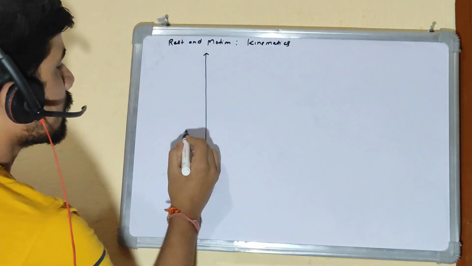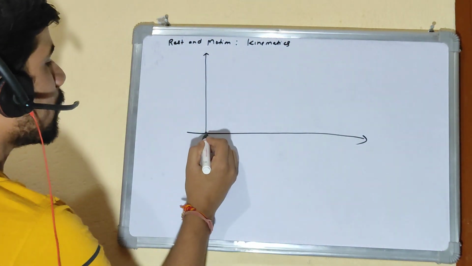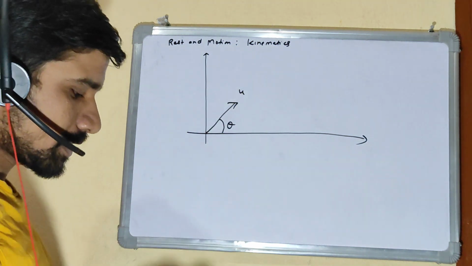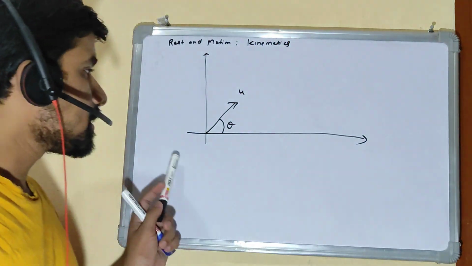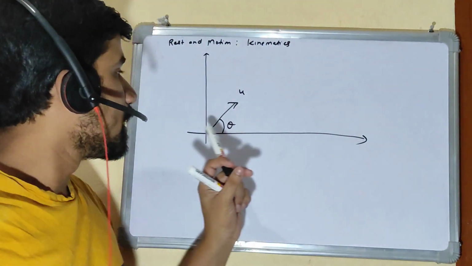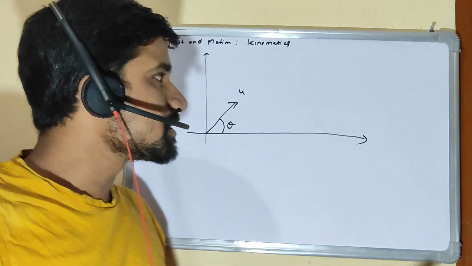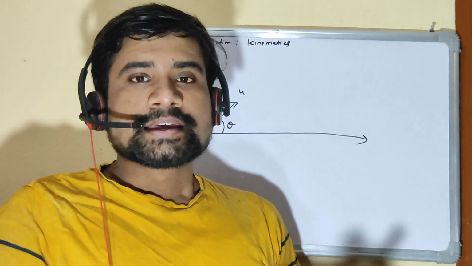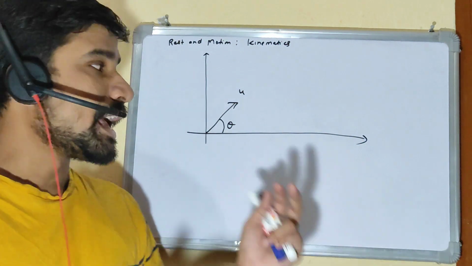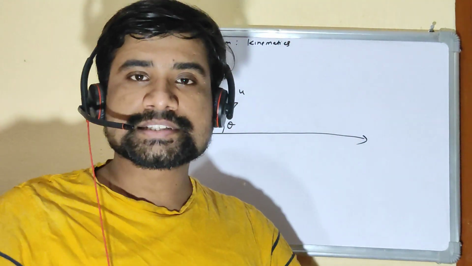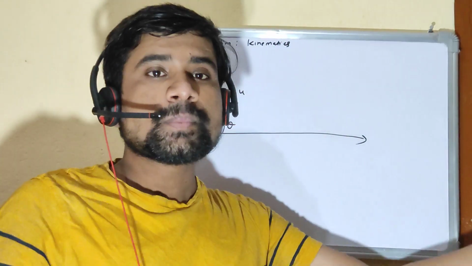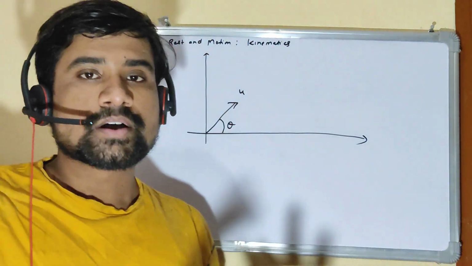If any body is projected with the initial velocity u at an angle theta, so if this is the surface of Earth and it is projected at an initial velocity u and angle theta with respect to Earth's surface, we can easily predict for how much time this body will be in air, how much distance it will cover horizontally, and even till what height it can go up vertically. So all these parameters we can find out, right?